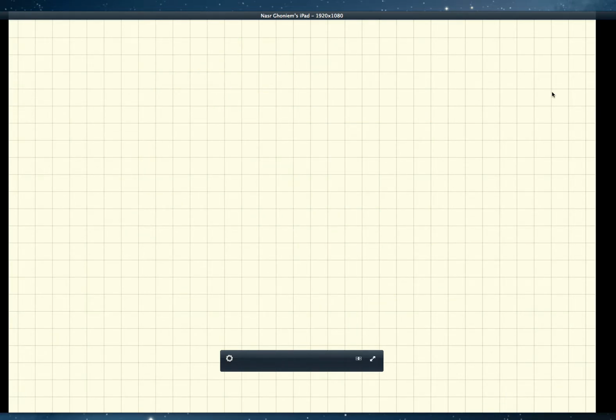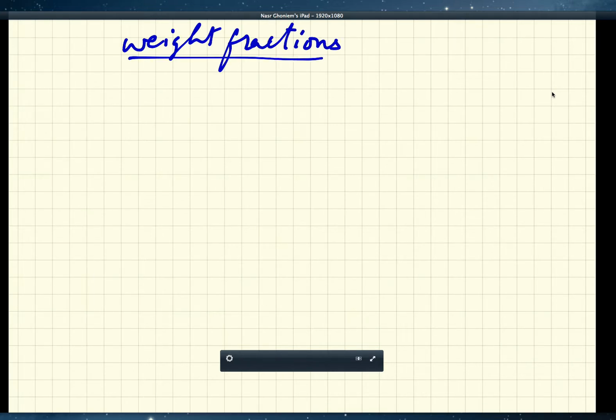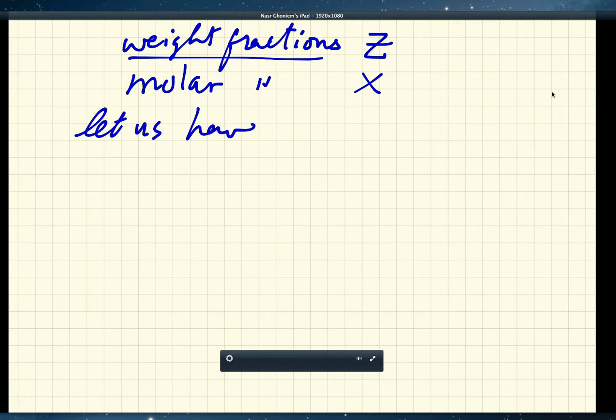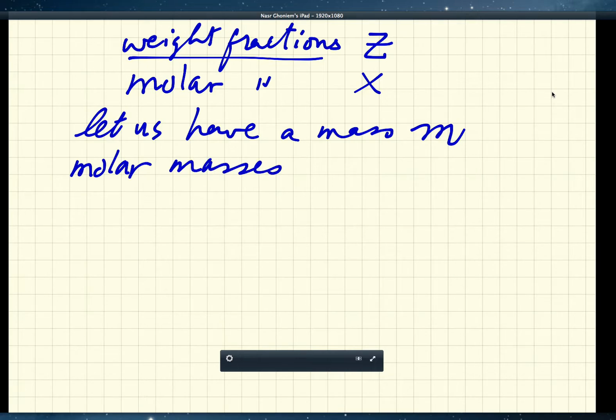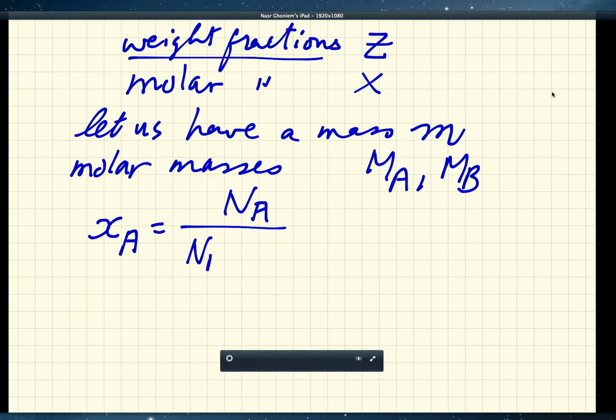So I will write that we are given mass fractions or weight fractions, and the weight fractions I'm going to denote by Z, and molar fractions I'm going to denote by X. So let us have a mass M, and molar masses M sub A and M sub B. Then we can write X sub A as the ratio of N sub A divided by N sub A plus N sub B.